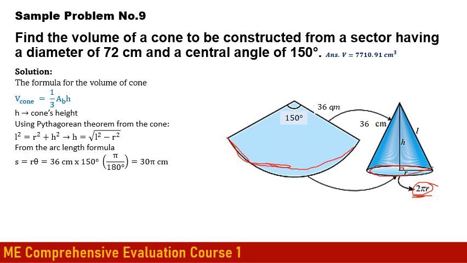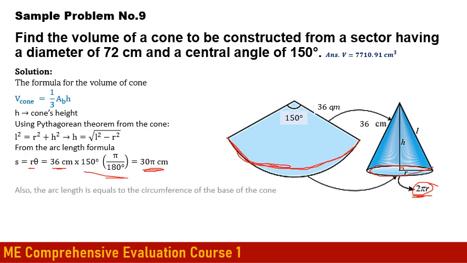So we can get the arc length as r times theta, and we know that our r from this given scenario is equal to 36 cm, and theta converted to radian is 150 multiplied by pi over 180. So the arc length would be 30 pi centimeter. The length of this arc is 30 pi centimeter.